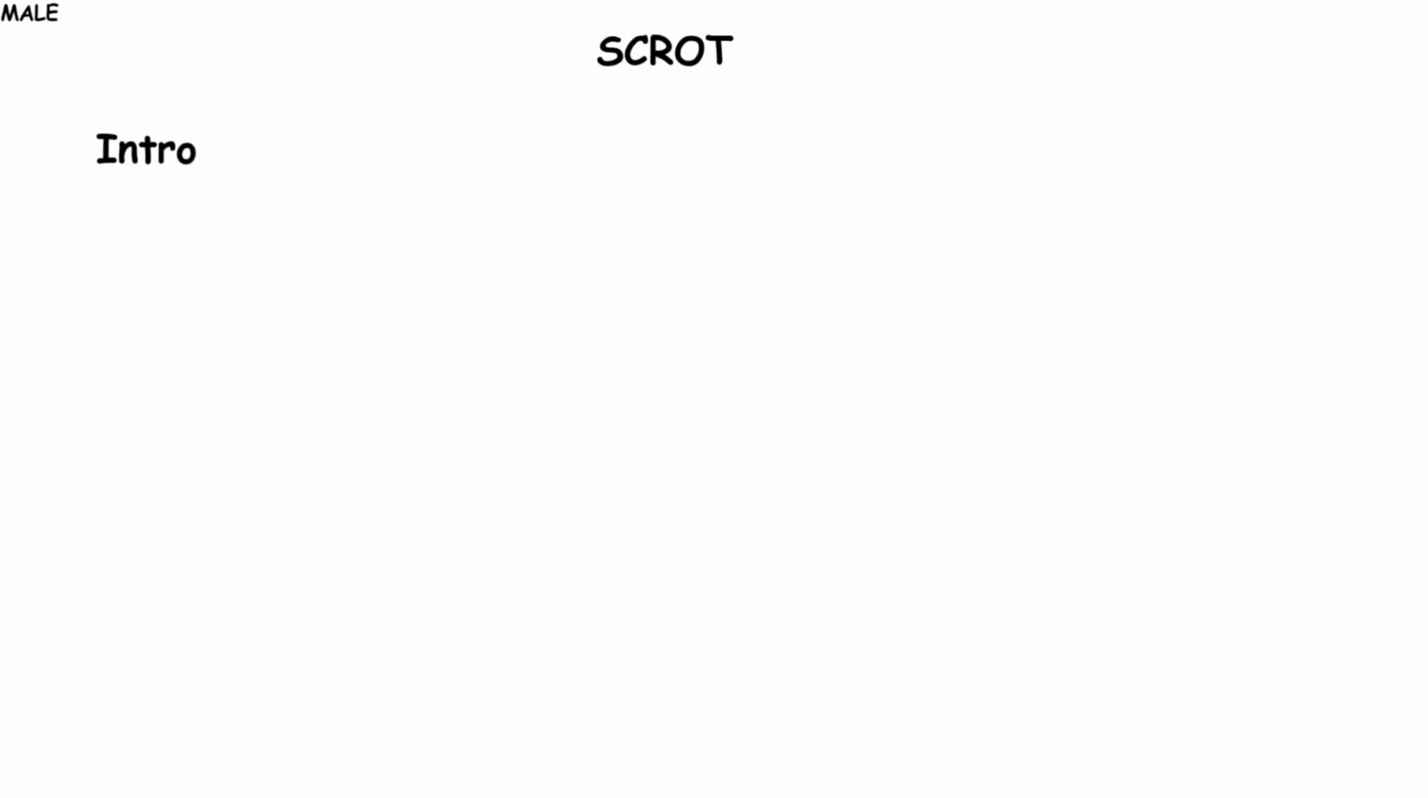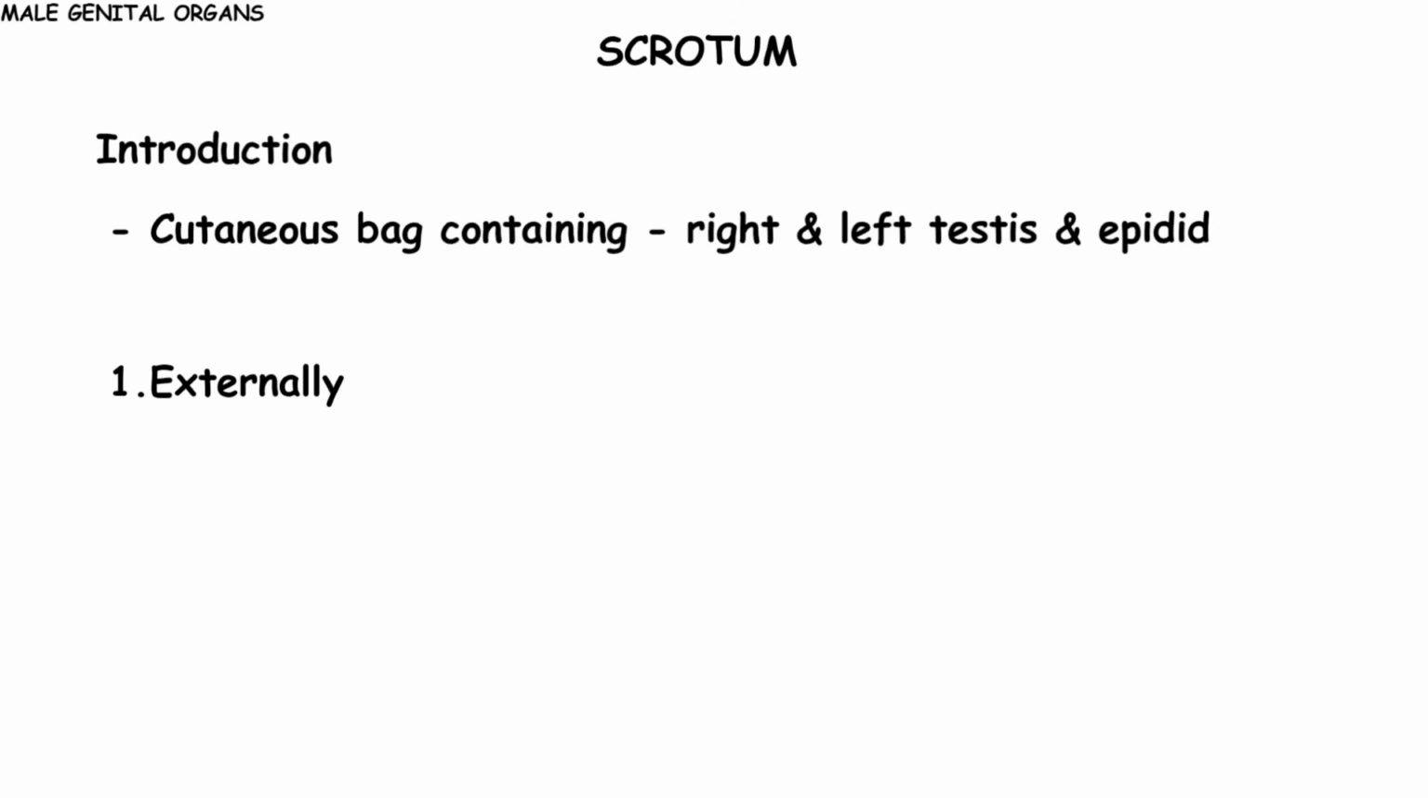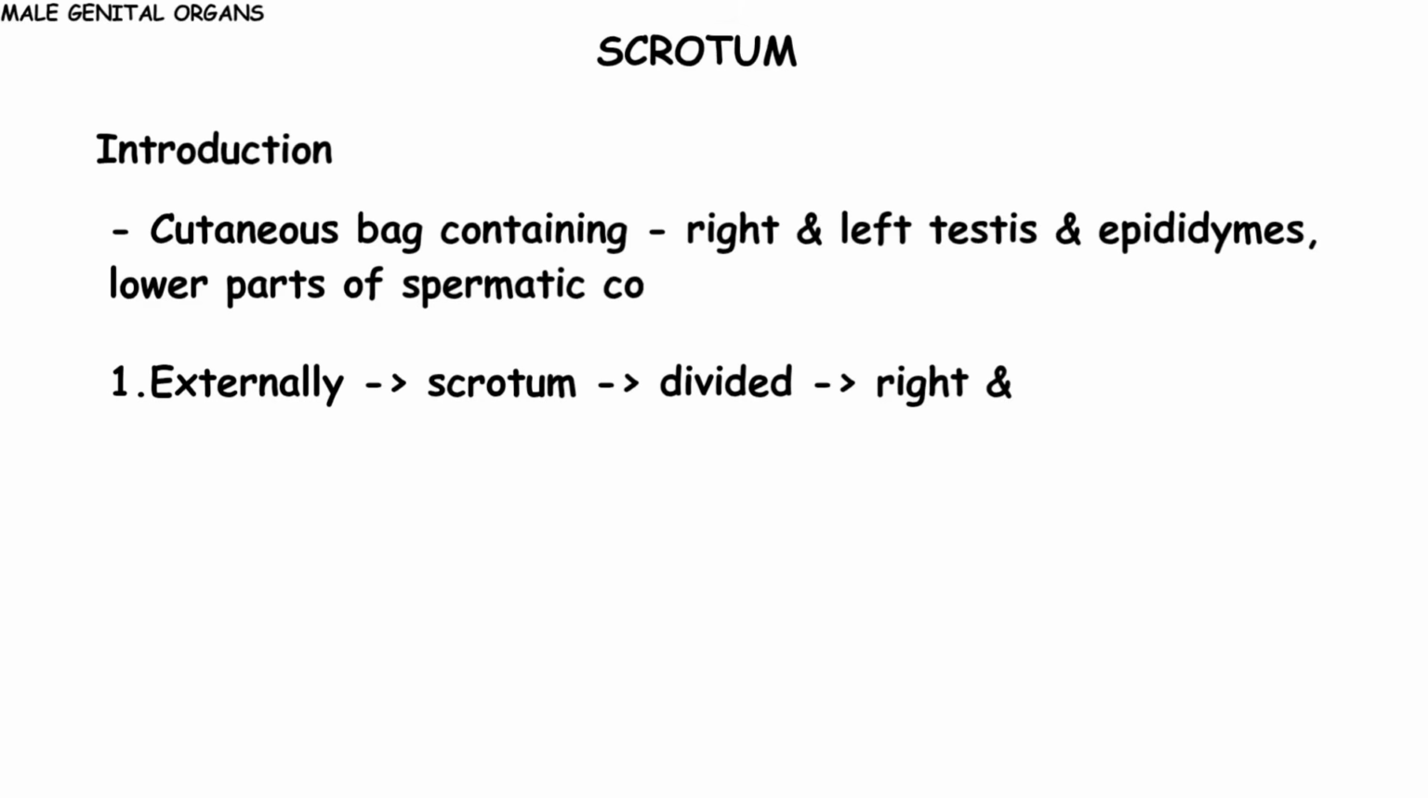Anatomy of male genital organs. Part 2: Scrotum. Introduction. The scrotum is a cutaneous bag containing the right and left testes, epididymis, and lower parts of the spermatic cord.